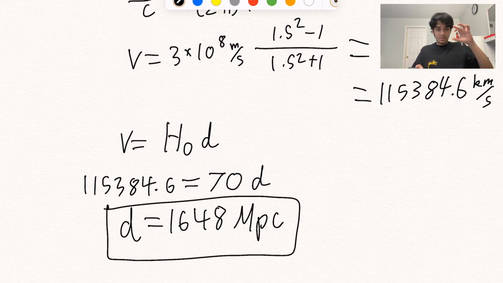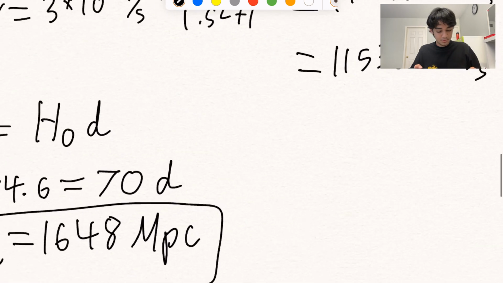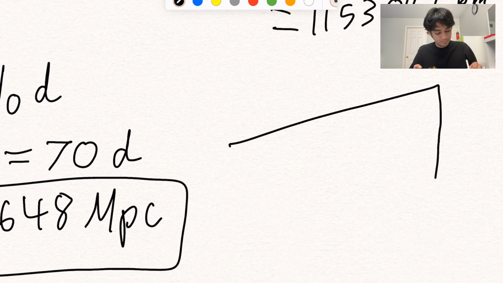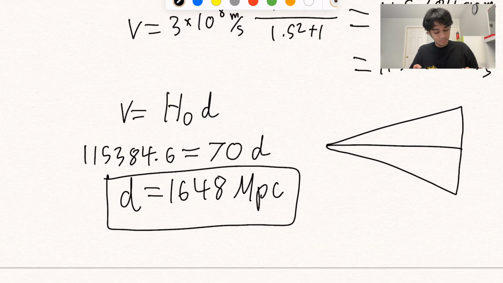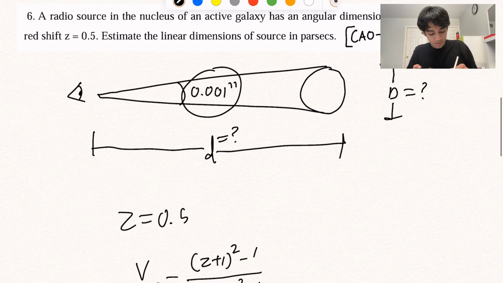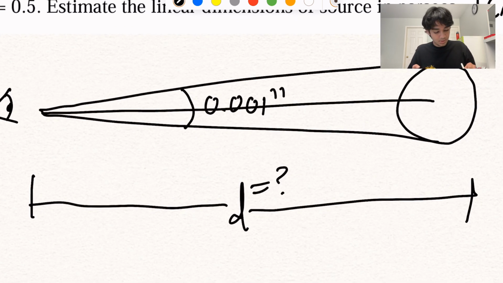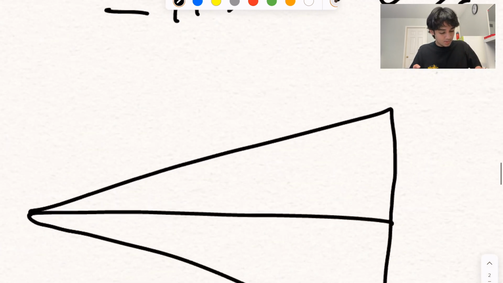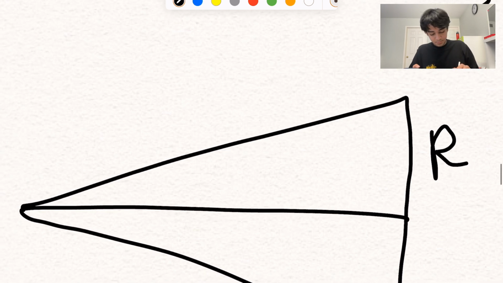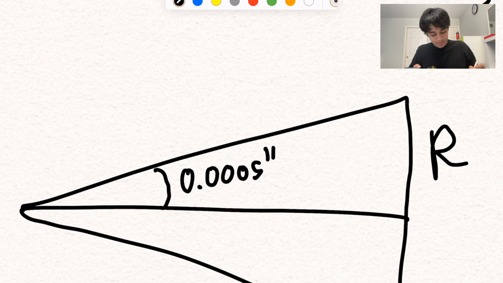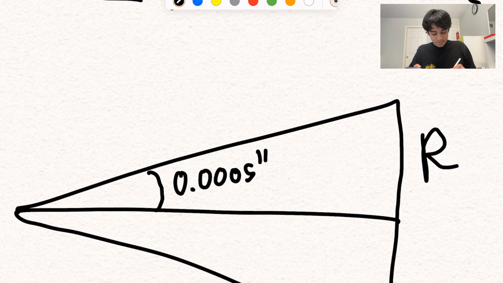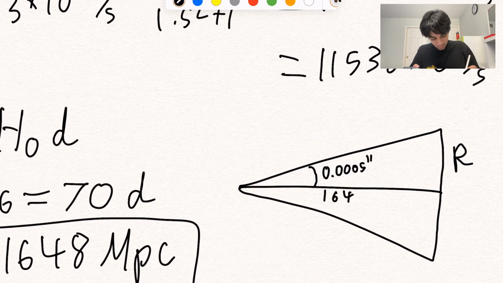Now we have to find out the diameter of the galaxy, and we can do that with some trigonometry. Let's draw our triangle here. We were given that the entire angle was 0.001 arc seconds. So to make a right angle triangle, I'm going to cut through here and find the radius first. The radius of our galaxy is at an angular diameter of 0.0005 arc seconds. We already know the distance as 1648 times 10 to the power 6 parsecs.